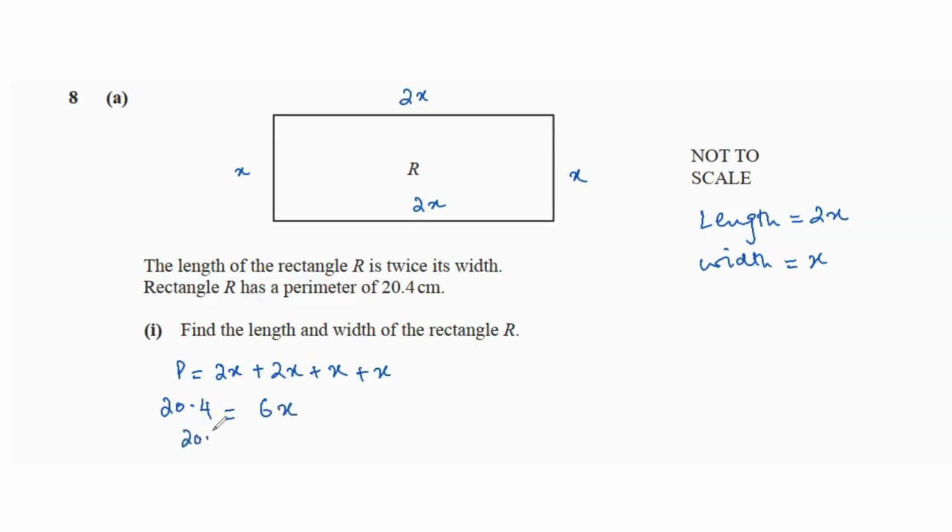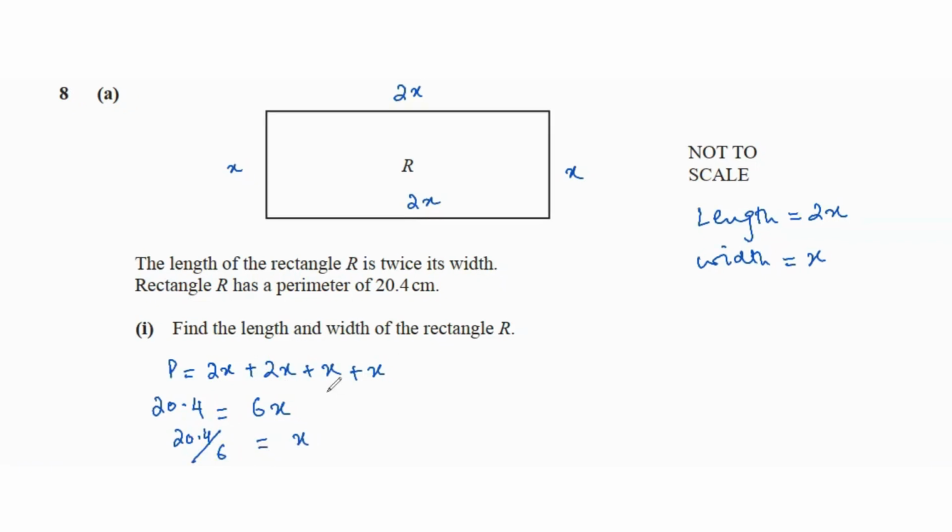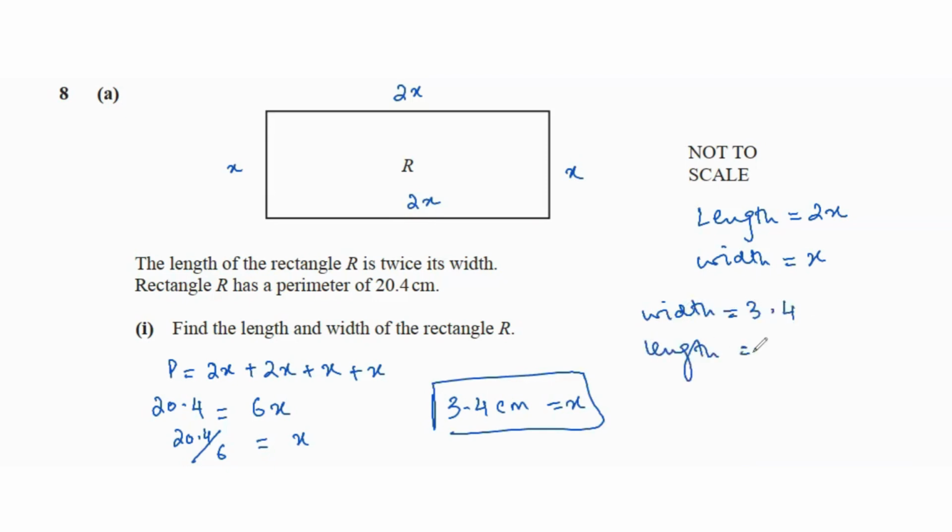So 20.4 divided by 6 is going to equal 3.4 centimeters. That is your x value. So that means width is 3.4 and length is going to be twice of 3.4, which is 6.8 centimeters.